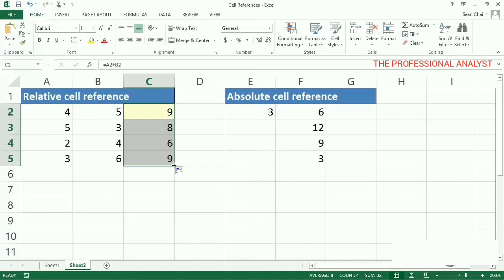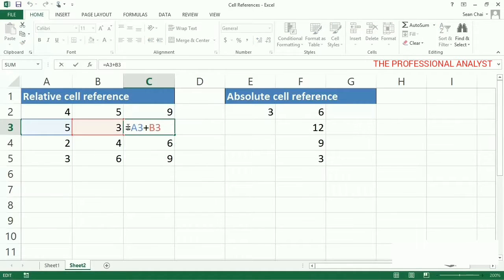Copying the formula from C2 to C3 increased the relative position of the formula by one row, but didn't change the column. The formula in C2 was A2 plus B2. The formula in C3 is A3 plus B3. The cell references in the formula increased by one row. The formulas in C4 and C5 updated similarly.